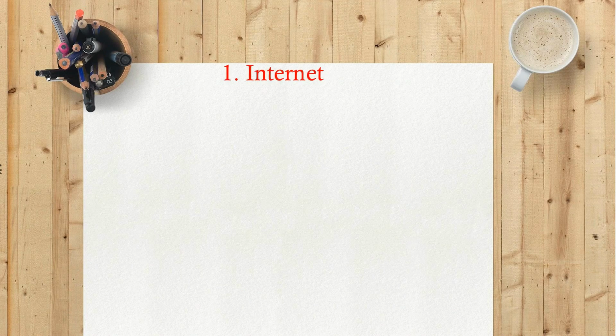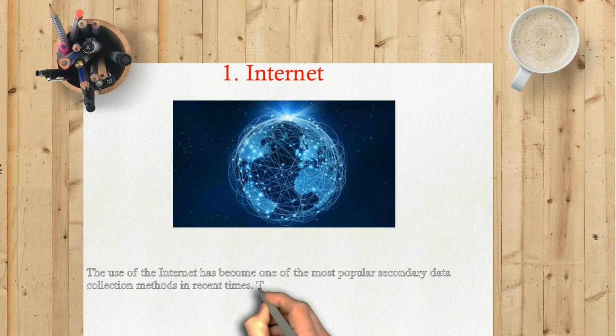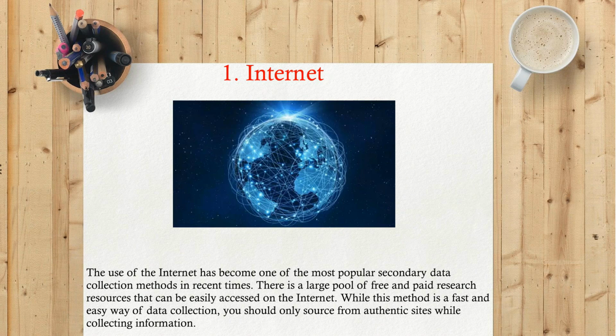1. Internet. The use of the Internet has become one of the most popular secondary data collection methods in recent times. There is a large pool of free and paid research resources that can be easily accessed on the Internet. While this method is a fast and easy way of data collection, you should only source from authentic sites while collecting information.